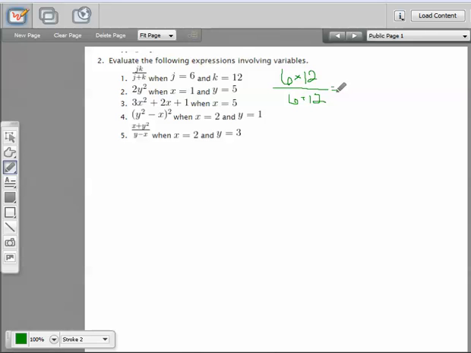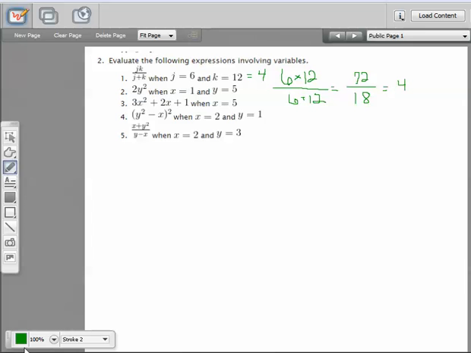And 6 times 12 is 72. And 6 plus 12 is 18. And 72 divided by 18 is 4. So we get an answer of 4 for number 1.